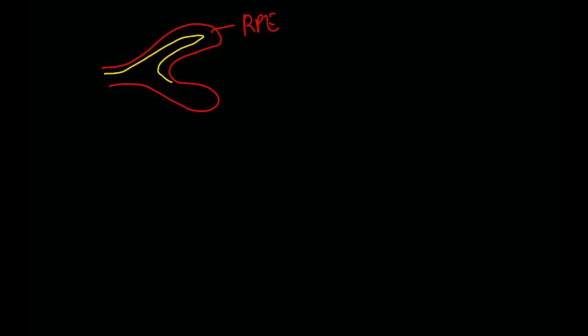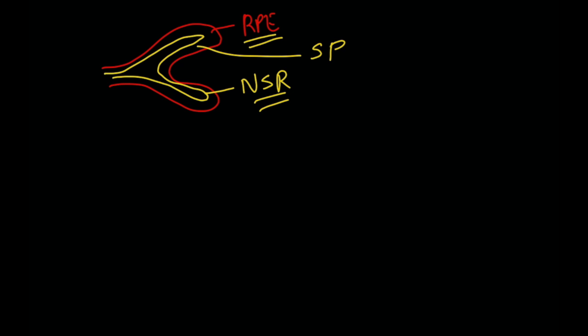Let's put it again. The outer part or outer wall of the optic cup, which is thin, forms the RPE, and the inner part of the optic cup, the inner wall of the optic cup, forms the neurosensory retina. Right. Now, there is going to be a potential space between this RPE and the neurosensory retina that is called as subretinal space.